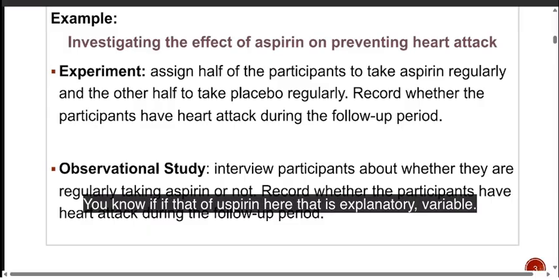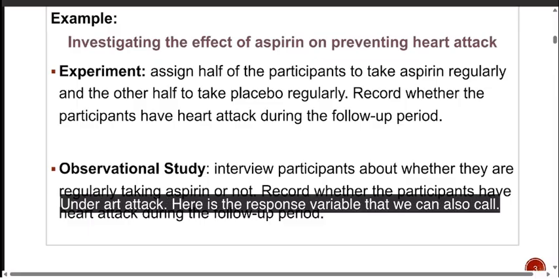The effect of aspirin here is the explanatory variable, and the attack here is the response variable, that we can also call the outcome variable.